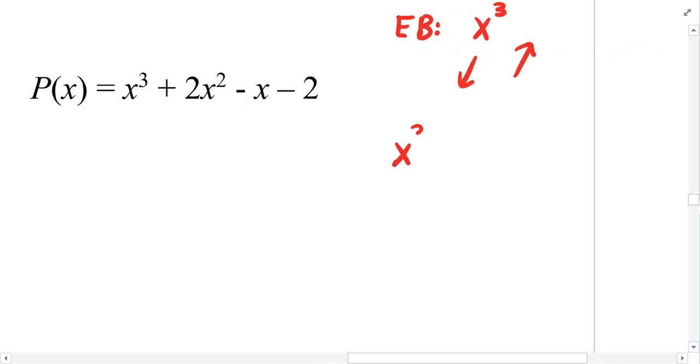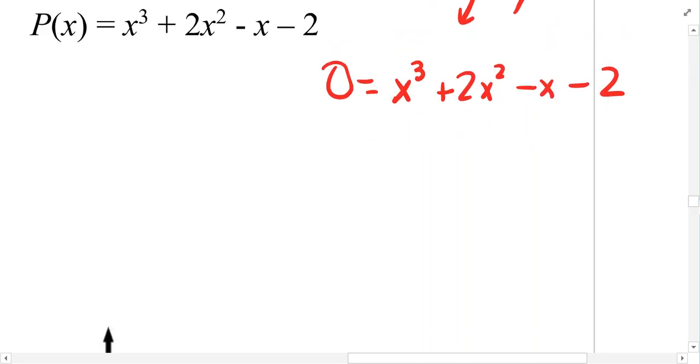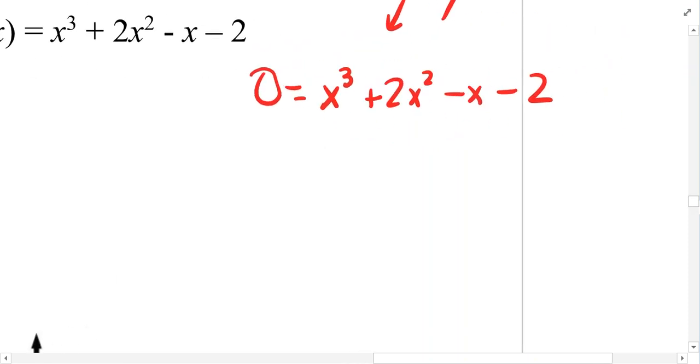Yeah, x cubed, I probably could have fit it over there, but I write kind of big, so I kind of moved it to the side. That way I don't run out of space. So, all right, so x cubed plus 2x squared minus x minus 2.